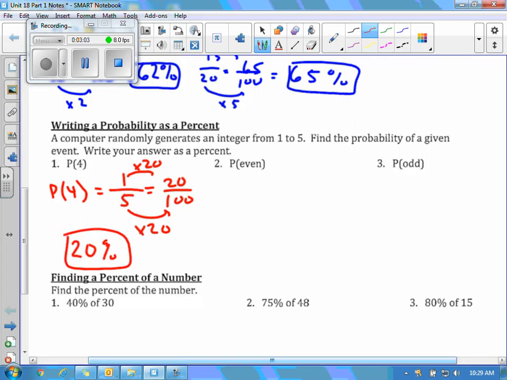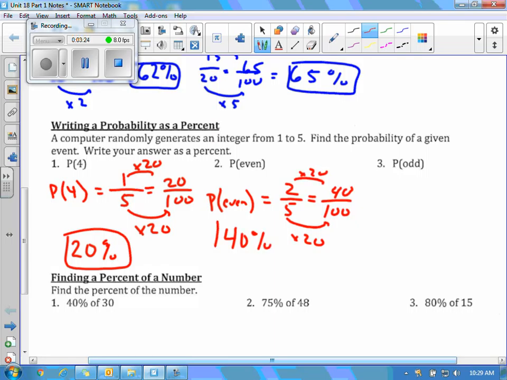For the second one, it says the probability of an even number. From 1 to 5, I have 2 and 4 that are even numbers, so I have 2 even numbers out of 5 total. And I can turn that into something over 100. So 5 times 20 again, we'll go to 2 times 20, we'll get 40. So as a percent, that's going to be 40%. I'll leave number 3 for you guys on this one as well.